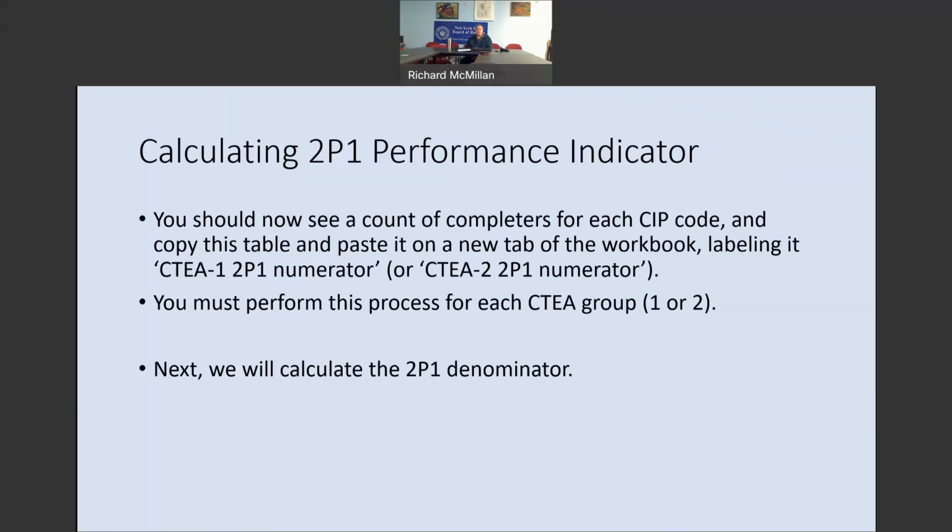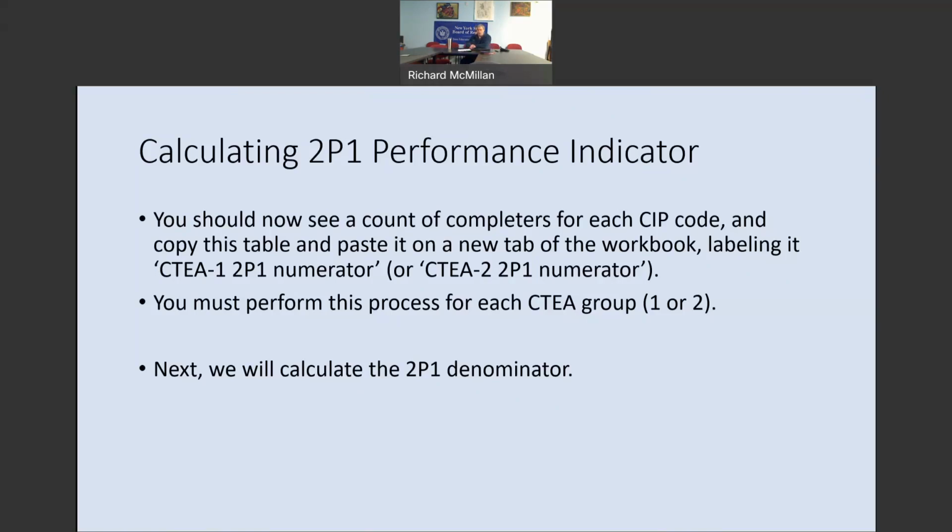Create a new tab by pressing the plus button at the bottom of the Excel spreadsheet. On that new tab, you might want to label it CTEA 1 2P1 numerator or CTEA 2 2P1 numerator. You must perform this process for each CTEA group. So if you have both CTEA 1 and 2 at your school, you have to perform this process twice, once for CTEA 1 and once for CTEA 2.